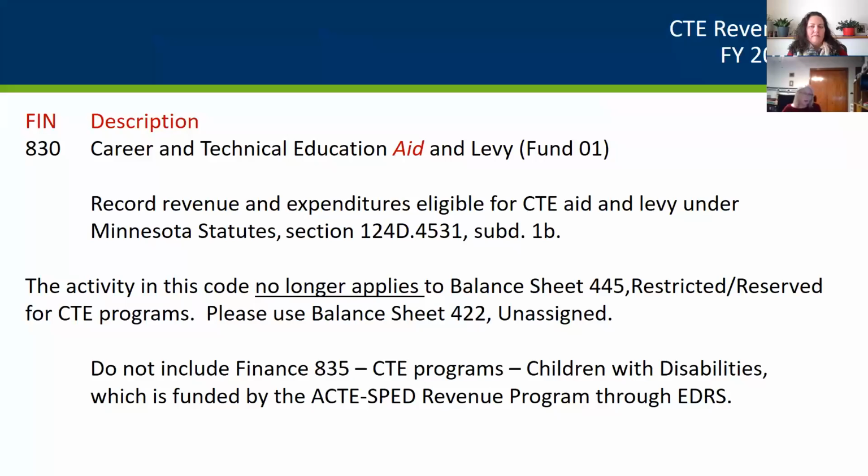All career and tech education expenditures need to have a finance code of 830. They will be in balance sheet 422. And then just a reminder that children with disabilities is funded through the ACTE SP Special Ed Revenue Program through the EDRS. So there is a distinction between the disabilities and the regular education.